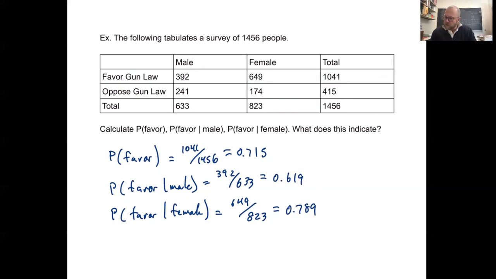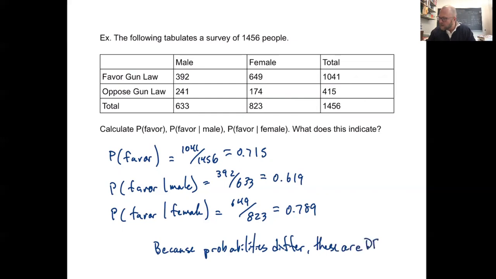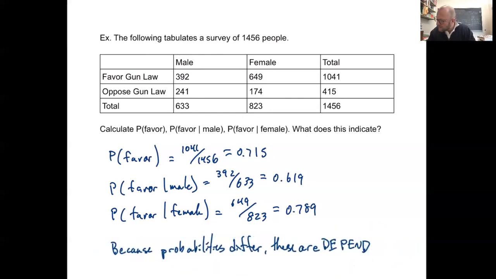Okay, so the thing that we are getting out of this is that because probabilities differ, and these are dependent. As usual, not enough room there. All right, so we end up getting something that's dependent, and it just says that the probabilities are different.